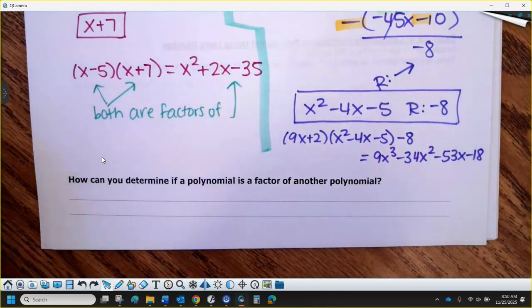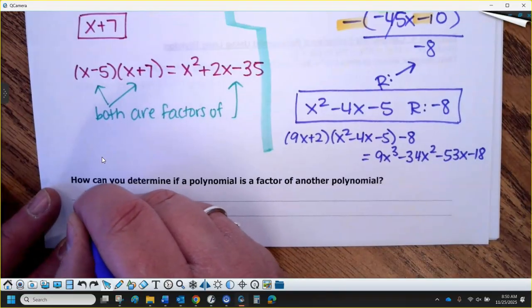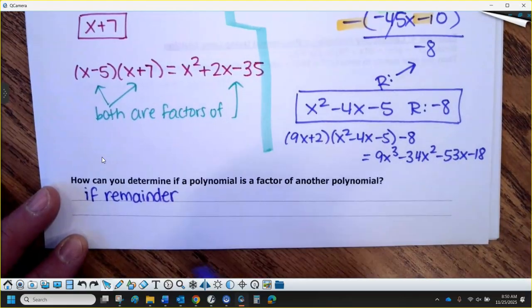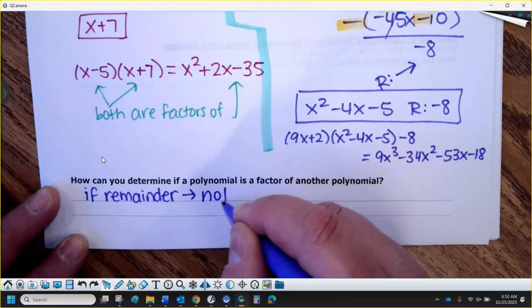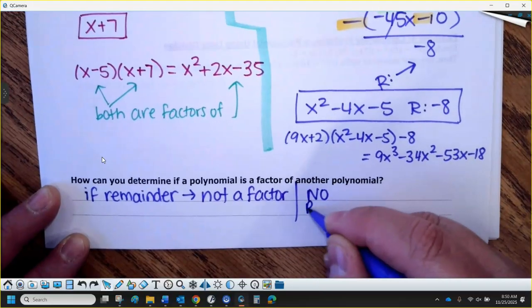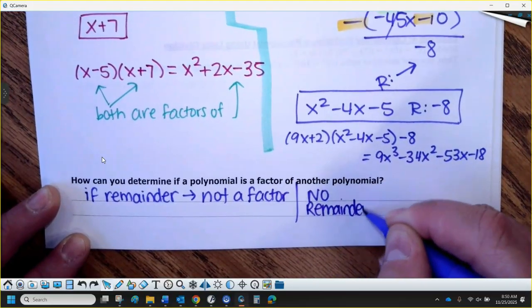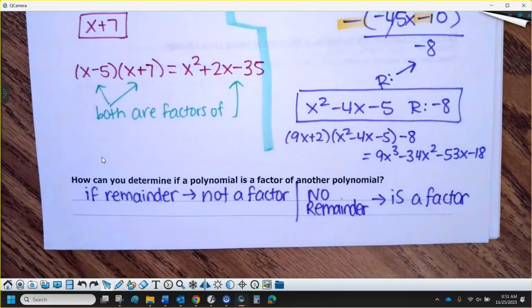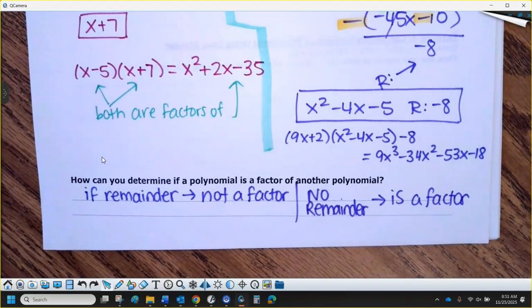How do you determine if one polynomial is a factor of another? If you have a remainder of any kind, it could be a number, positive, negative, it can be an expression, then it's not a factor. If you have no remainder, like we did in that first example, then it is a factor. So if you have a remainder of any kind, it doesn't divide in evenly, it's not a factor. If you don't have a remainder, then it will be a factor of the polynomial. So I'm going to ask you that in the next example. Does anybody have any question at the moment?